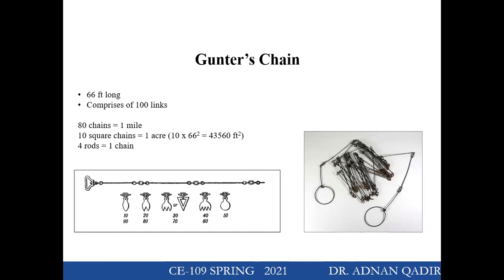And at every 10 feet of the chain there is a marker. This marker with one nose is at 10 and 90. If you have two noses, then it's 20. Three noses, 30, or it's a triangle. Then four noses, four points, it's 40 or 60, and it's 50, the round. So these links are attached at these distances.